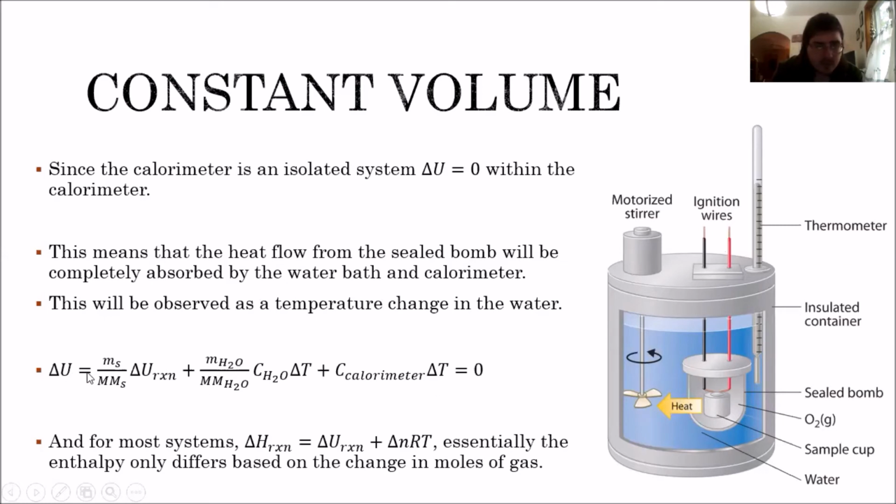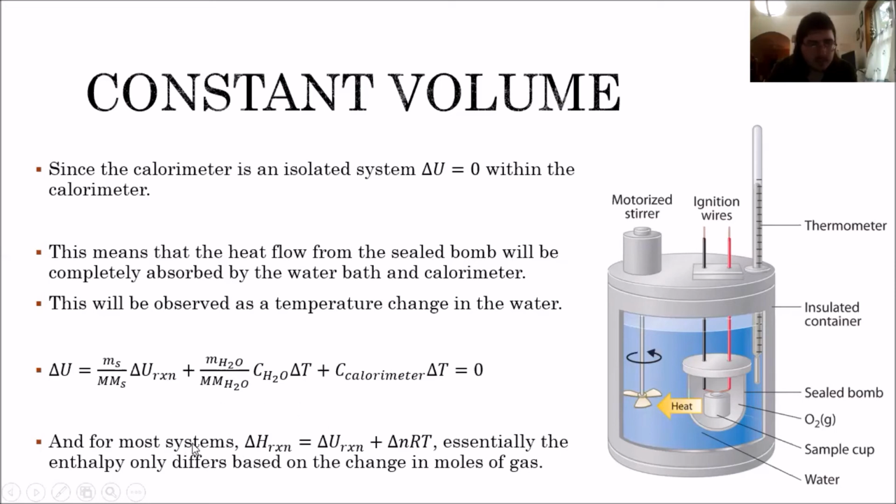So because delta U for this whole isolated system is equal to the mass of the reactants divided by the molar mass times the delta U of the reaction, plus the mass of the water divided by the molar mass of water, that gives us moles of water, times the heat capacity of water, times the temperature change of the water bath, but we also have to consider the heat capacity of the calorimeter. The mass of the calorimeter will not change, and the temperature change of the water bath is also going to be the same as the temperature change of the calorimeter. But this whole system is zero. So if we know the heat capacity of water, we know how much water we have, we know the heat capacity of the calorimeter, then by measuring the temperature change, we can figure out our delta U reaction.